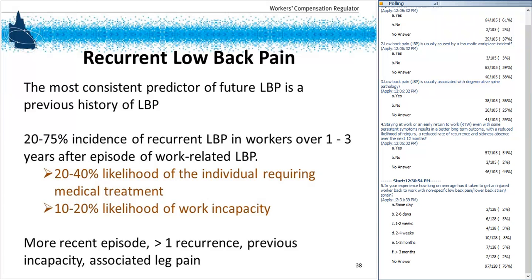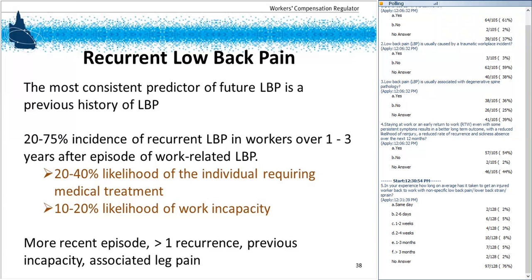It's very difficult to generalise that data because they're all population-based studies. They're not dealing with individual people, and that's the difficulty, to generalise that data to an individual risk assessment. And it is difficult to accurately define the future risk in an individual, but what we do know is that the risk of recurrent disabling low back pain is increased in someone who has had a more recent episode, if there's been more than one recurrence or flare-up, if there's been previous work incapacity as a result of the low back pain, and interestingly, if there's been associated leg pain.